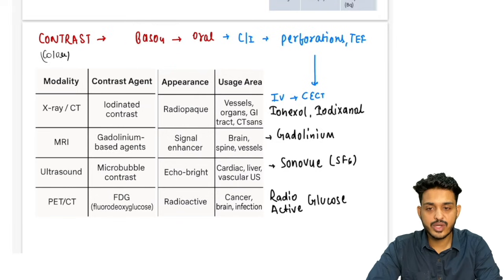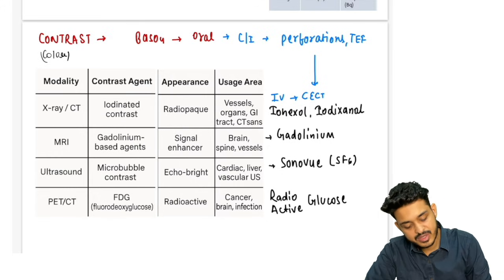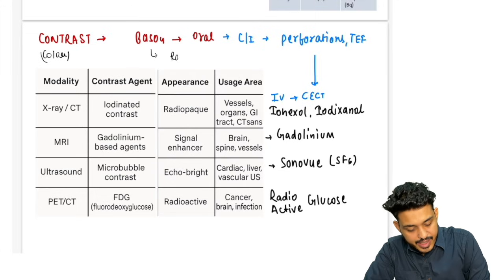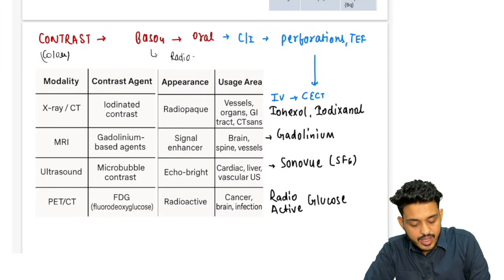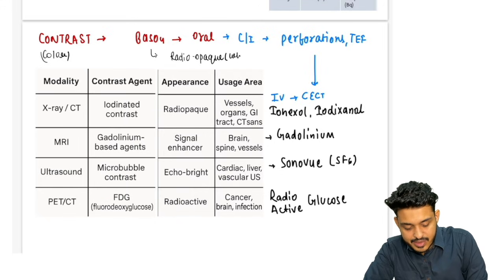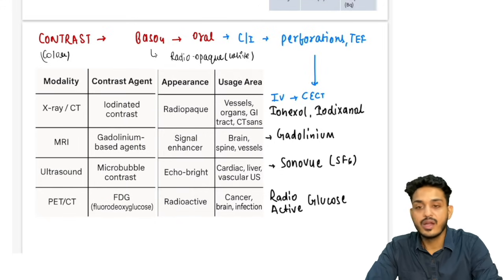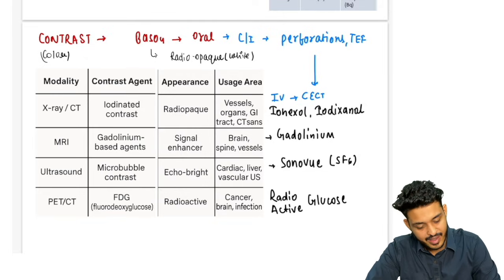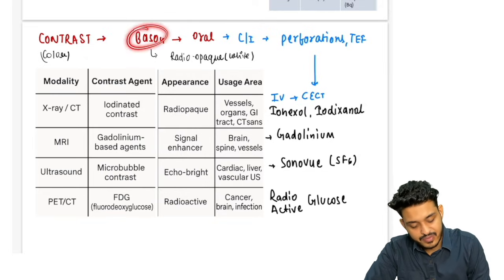But one thing you need to understand, this barium is going to appear what color? This is going to be a radio opaque thing or radiolucent. Remember, this is going to be a radio opaque thing. That means it is going to appear white in color. This is going to be a radio opaque thing, right? So we have got this particular first thing.